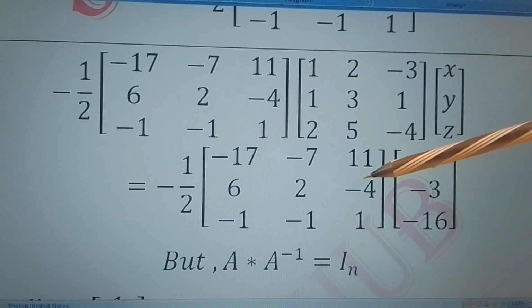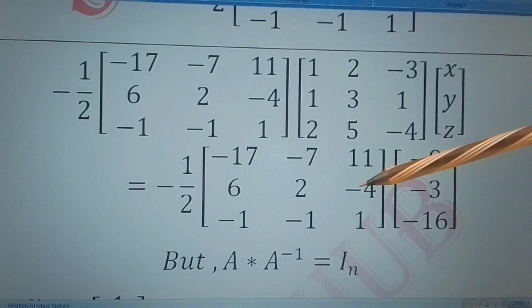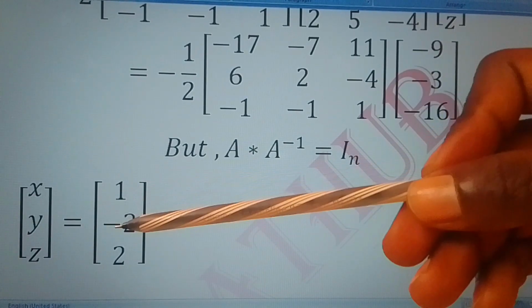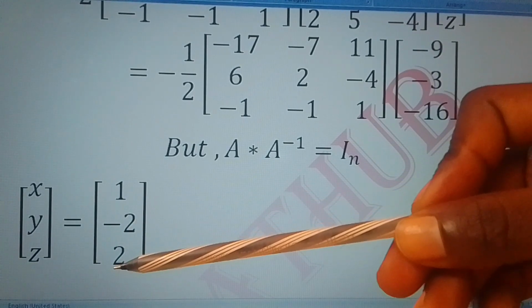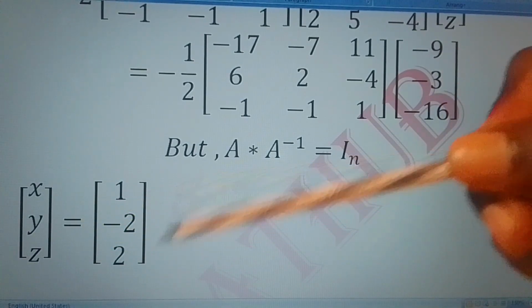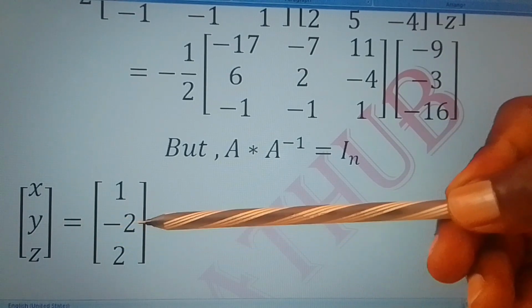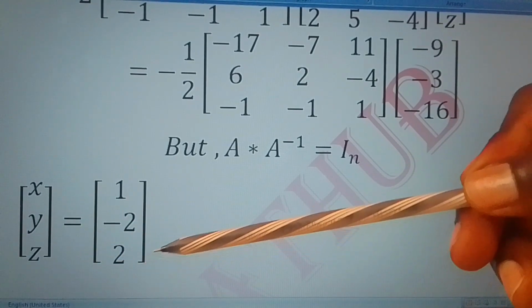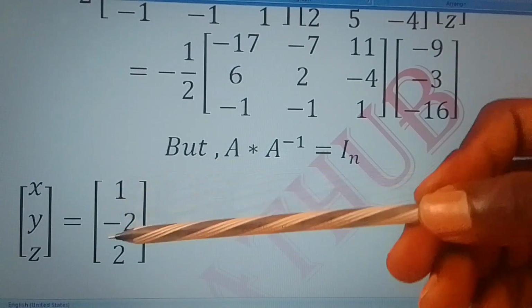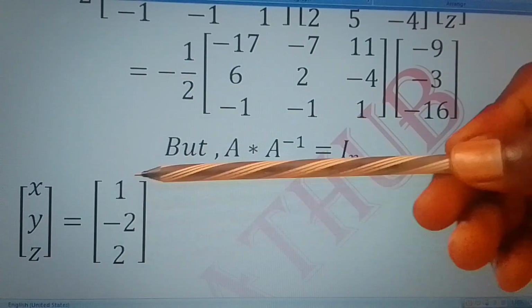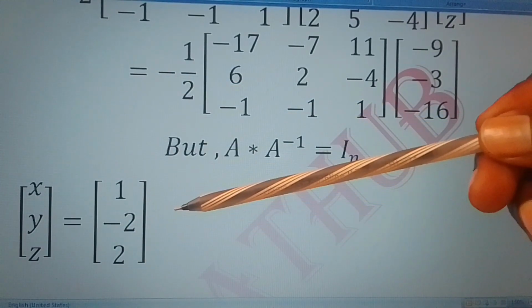Now, solving this gives us 1, -2, 2. This implies that x is equal to 1, y is equal to -2, and z is equal to 2. You can plug these back into your original equations to see whether you are correct.